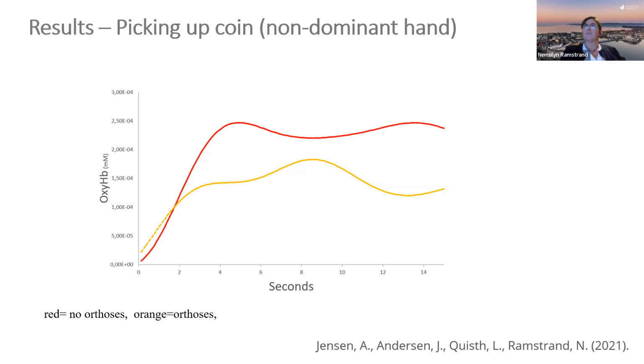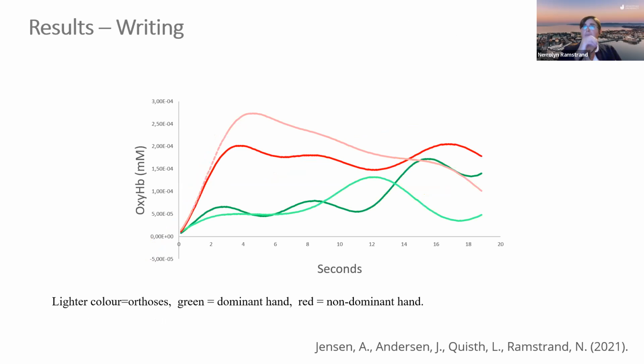The second task is picking up the coins, and here the red is no orthosis and the orange is orthosis. So we're seeing the same pattern here, that there is a decrease in cortical brain activity, and this is on the non-dominant hand, so it's probably a slightly harder task when they're performing it with the non-dominant hand, and maybe a reason why we're seeing large differences. Here's the writing task.